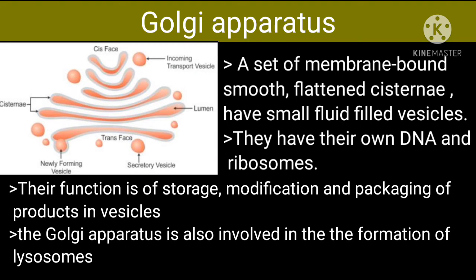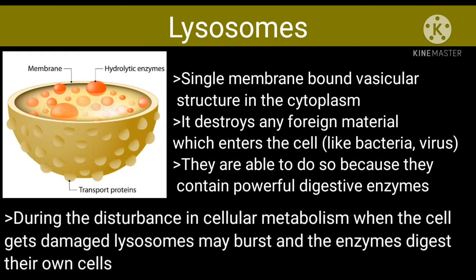Golgi apparatus. Golgi apparatus is a set of membrane-bound smooth, flattened cisternae with small fluid-filled vesicles. They have their own DNA and ribosomes. Their function is of storage, modification, and packaging of products in vesicles. The Golgi apparatus is also involved in the formation of lysosomes.